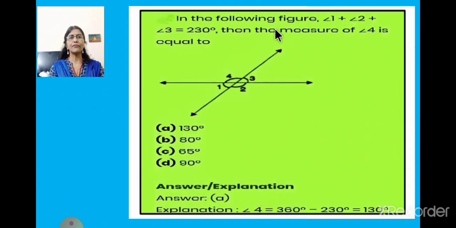Another question: in the following figure, angle 1 plus angle 2 plus angle 3 is equal to 230 degree, then the measure of angle 4 is equal to. Now here you will see the figure. You can see here all the angles are marked here: angle 1, angle 2, angle 3, angle 4. And here in the question they have given angle 1 plus angle 2 plus angle 3 is 230 degree. Now you see the options: 130 degree, 80 degree, 65 degree, and then the last one is 90 degree. Now which is the correct answer?